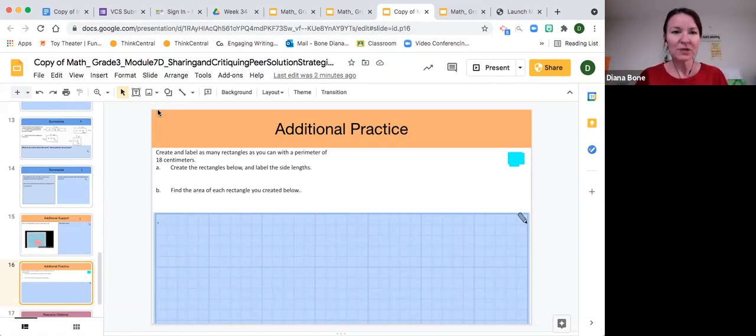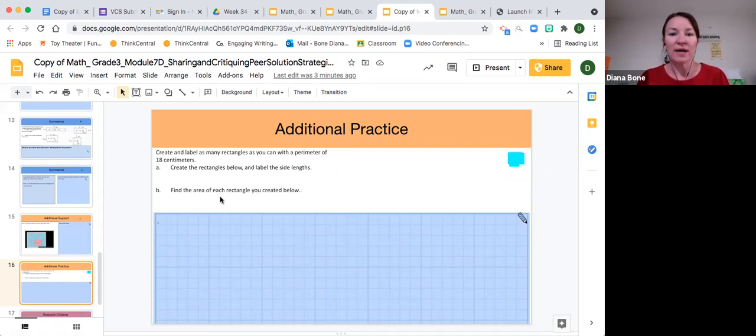Okay, so as we see on our additional practice slide, it says that we are responsible for creating and labeling as many rectangles as you can with a perimeter of 18 centimeters. So we're gonna create the rectangles below and we're gonna label those side lengths. So using the scribble tool.